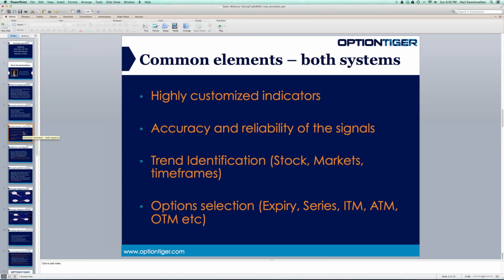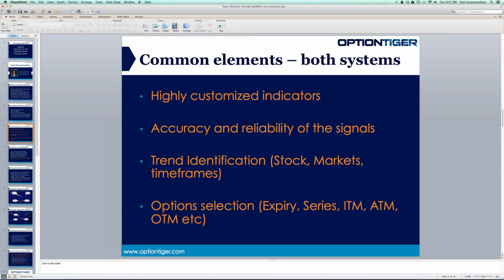So both SwingTradeMaX and, I know many people have experienced, the DayTradeMaX system, at least the one week of trial, and so there are many common elements to both systems. Both systems depend on a set of highly customized indicators. These indicators are fairly accurate, they are reliable, and you want to be able to depend on these indicators to get your signals. So the accuracy and reliability of these signals are very important. It's actually one of the key elements of the system.